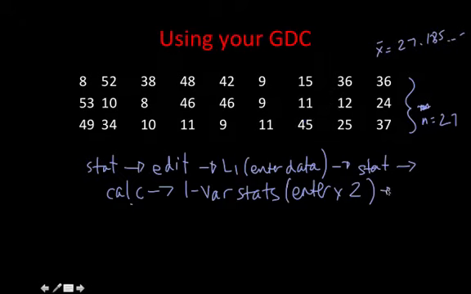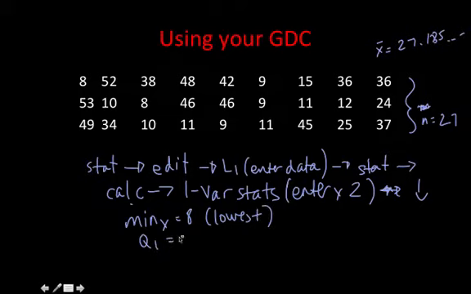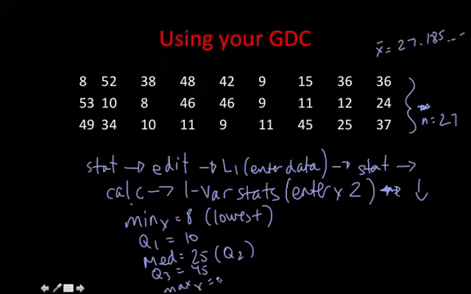So anyways, once you check those things, I want you to scroll down with the arrow key, and right there it tells you minX, it should say 8, that's the lowest number. It'll tell you Q1, that's 10. It'll tell you Med, that stands for median, 25, so that's Q2. It'll give you Q3, which is 45, and it'll give you the maxX, which was 53, and that's the highest value. So there it is. Your calculator found the 5-number summary for you. You didn't really have to do any work but enter it into a list.